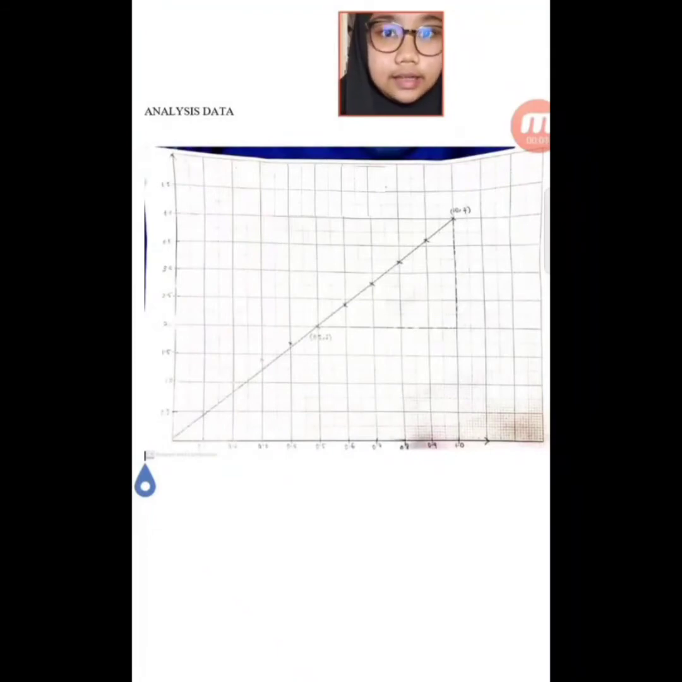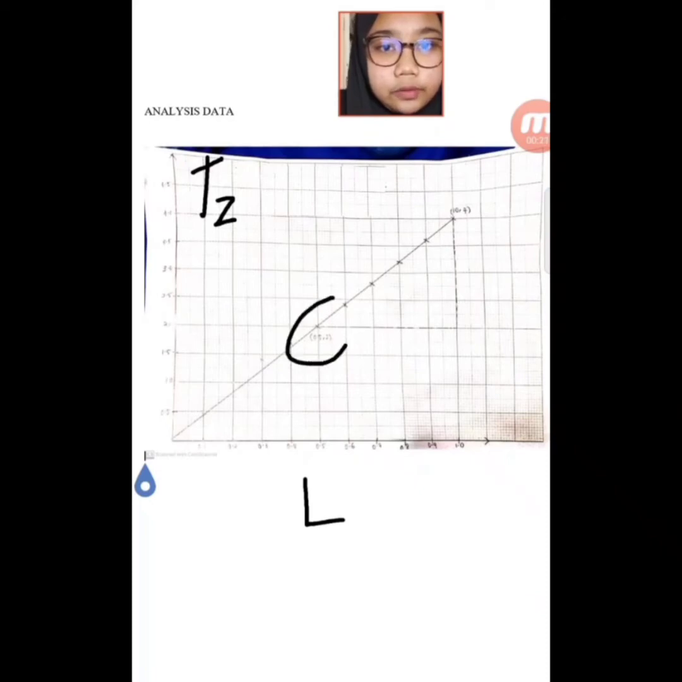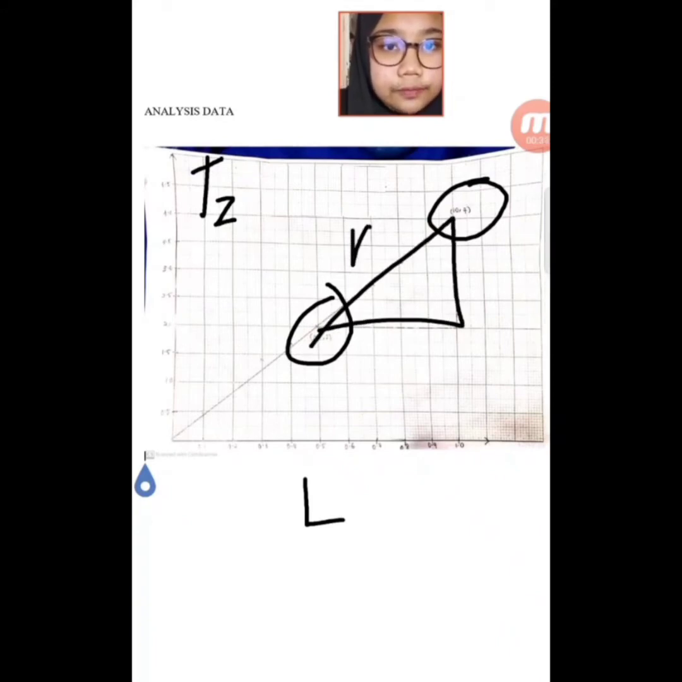So for the analysis, the data that we have has to be plotted on graph paper. Here we plot all the data, and this is the period squared, and this is the length. From here we have to take 2 points. I put this one and this one, and then we make a triangle to find the gradient here.